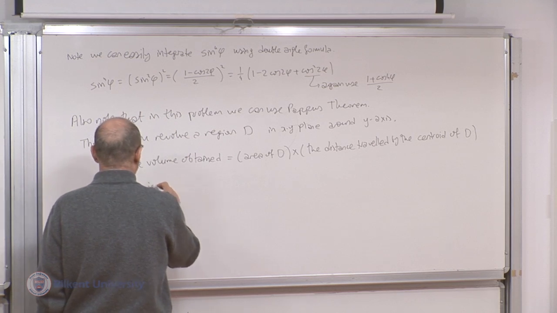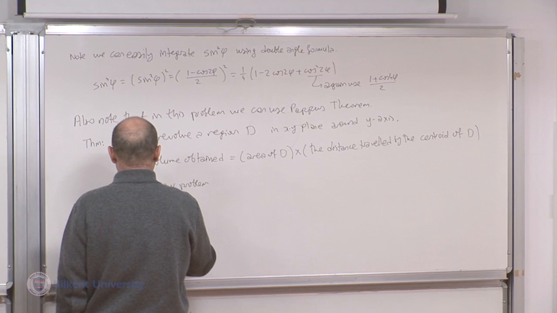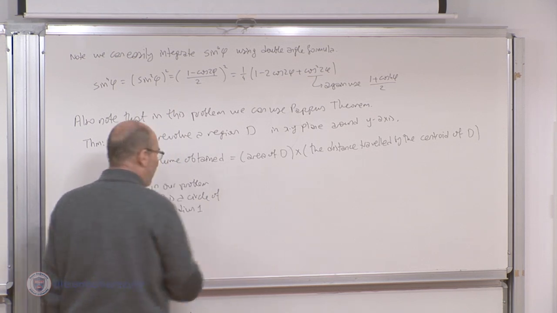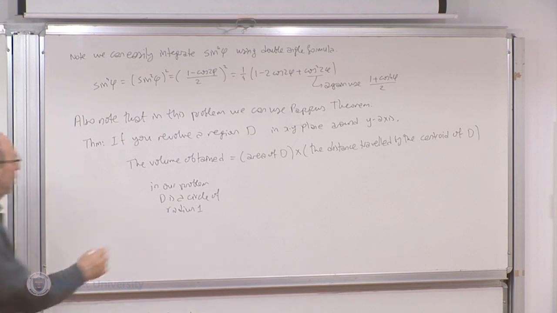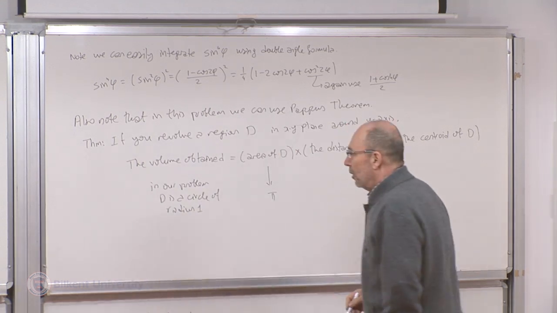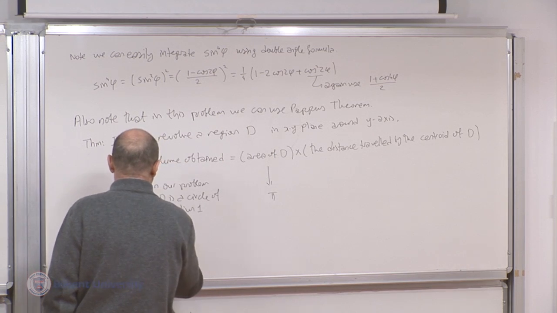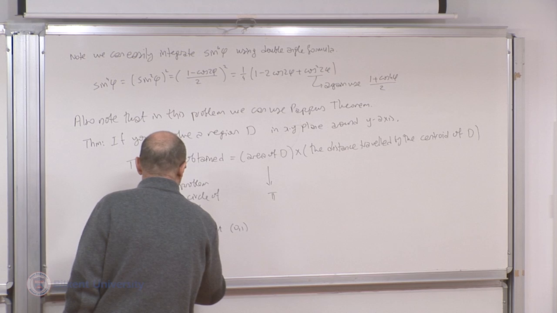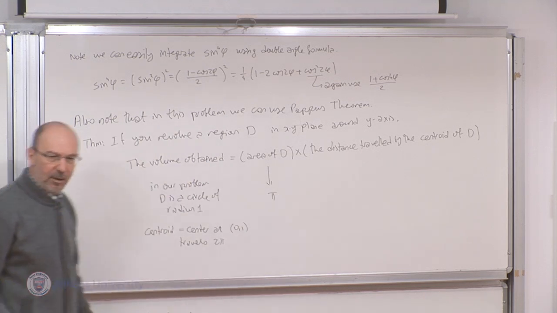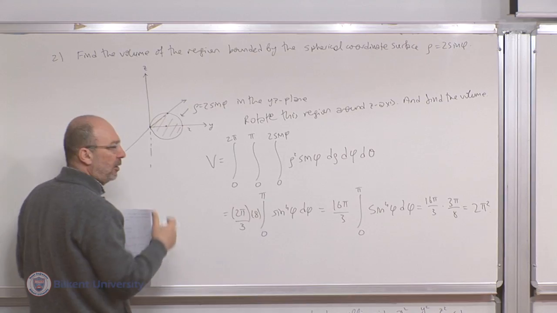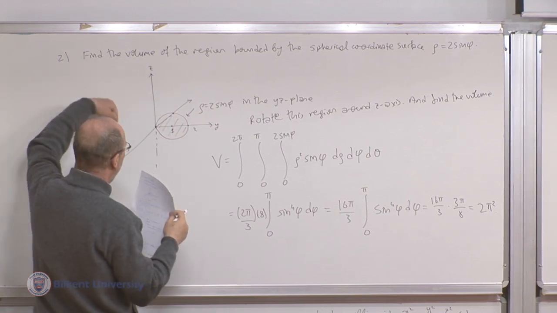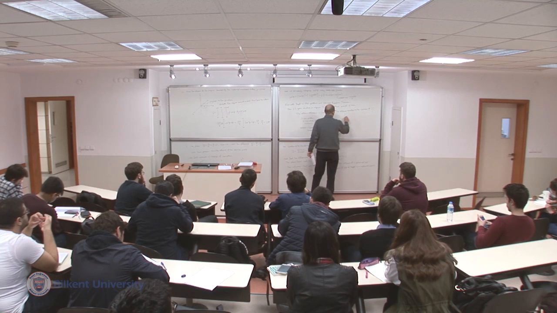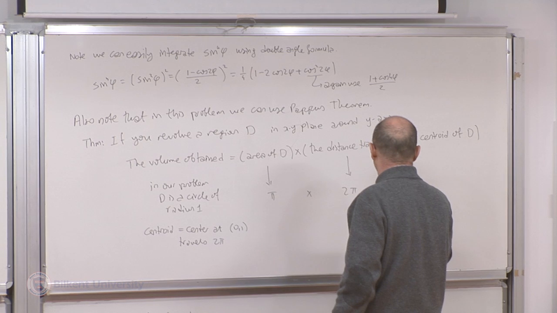So in our problem, D is a circle of radius 1. So this is our circle, and the area here is pi. Its centroid is the center, in our case at 0, 1, and it travels 2 pi. Because this is the center of the circle, which is 1 from the origin, it turns around the origin and gives you a circle of radius 1, so its circumference is 2 pi. You multiply this and you obtain 2 pi squared.